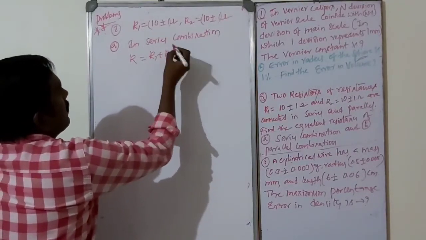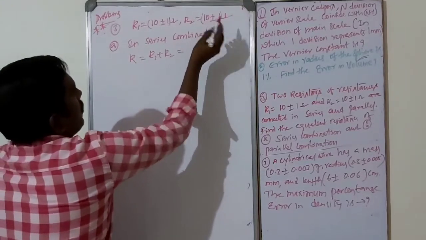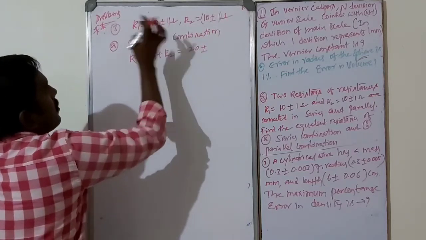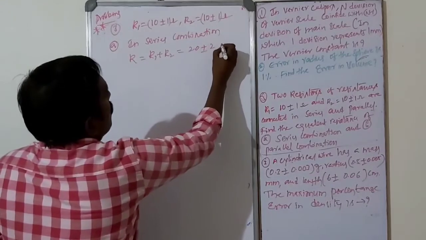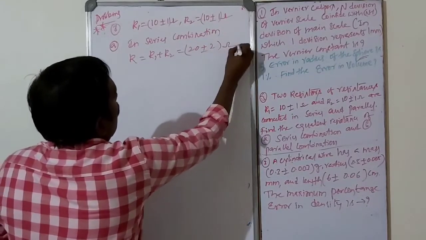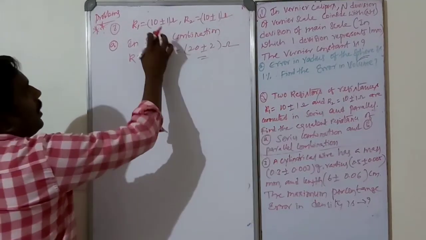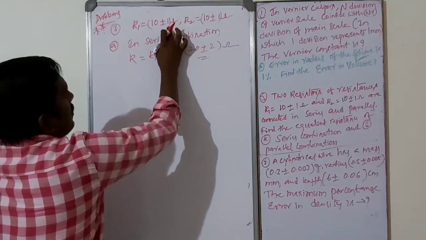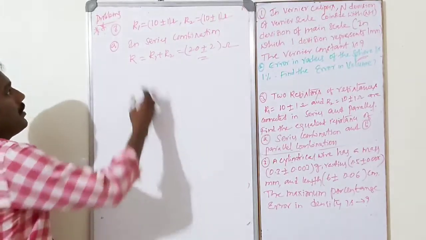R1 plus R2. So R1 is 10, R2 also 10, 10 plus 10, 20 plus or minus. Errors also calculated: 1 plus 1, 2. So that is 2 ohm. This is the answer. Simple. 20, R1 10, R2 10, that is 20. Errors 1 plus 1, that is 2. Okay, this is the answer.